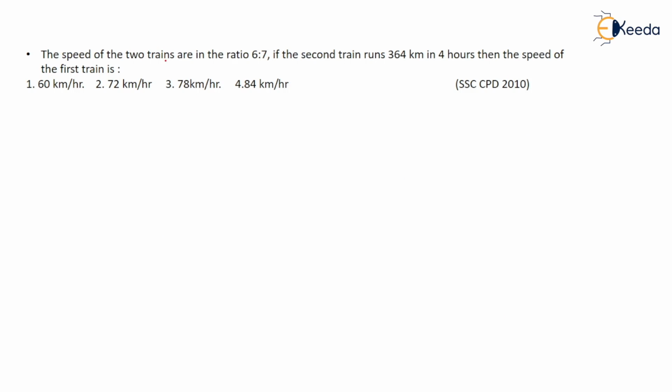The speeds of two trains are in the ratio 6 to 7. If the second train runs at a speed of 364 kilometers in 4 hours, then what is the speed of the first train? First, you have to solve it on your own, then you have to see the solution.